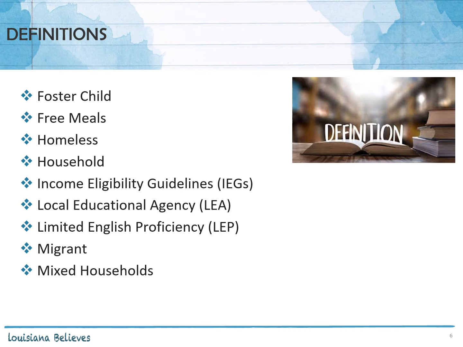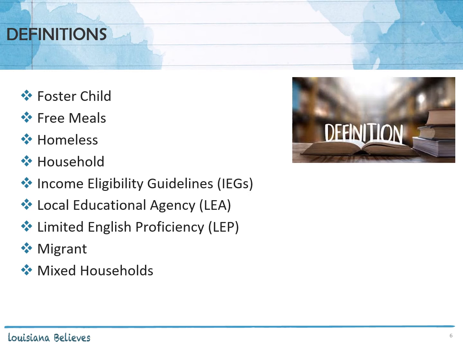Local Educational Agency is abbreviated LEA. According to 7 CFR 210.2, the term local educational agency refers to a public board of education or other public or private nonprofit authority legally constituted within a state for the administrative control of public or private nonprofit schools in a political subdivision of a state, or any other public or private nonprofit agency with administrative control and direction of public or private nonprofit schools or residential child care institutions.